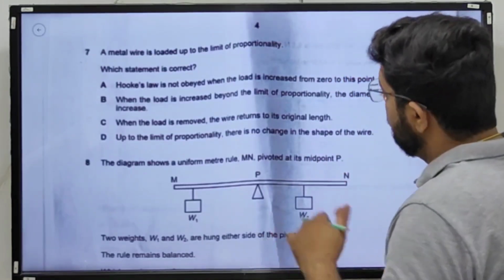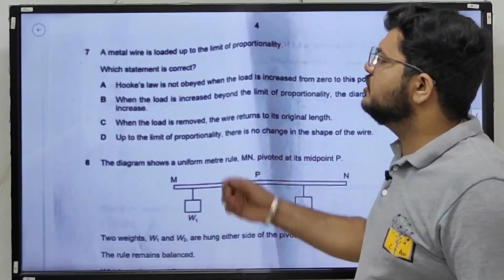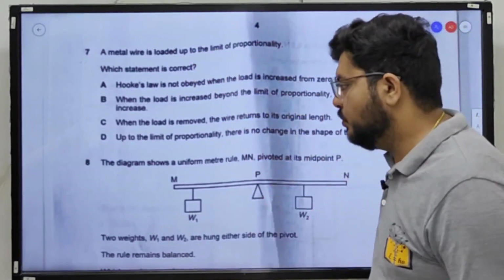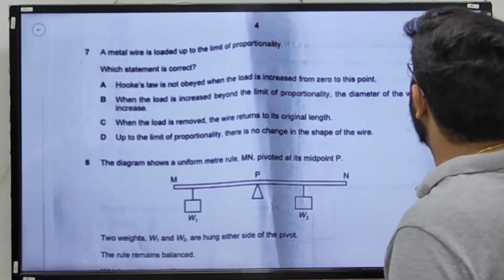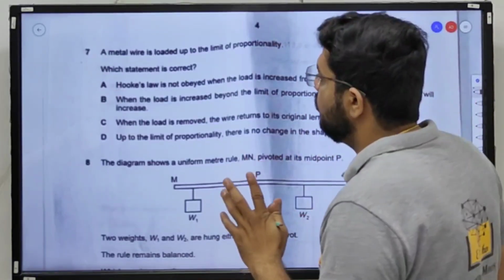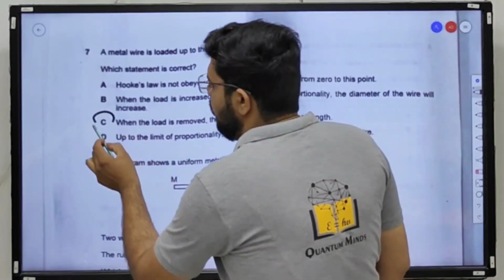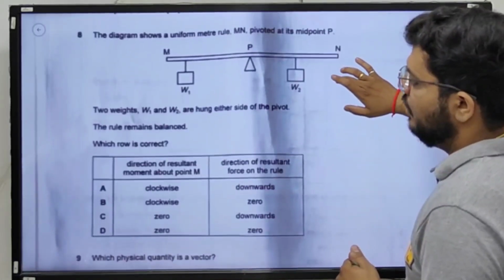When the load is removed, the wire returns to its original length. Yes, it does, because it is only loaded up to its limit of proportionality. And up to the limit of proportionality, there is no change in the shape of the wire. There is a change, but this change is directly proportional to the load. That is what Hooke's law is. So our option C is the correct answer.